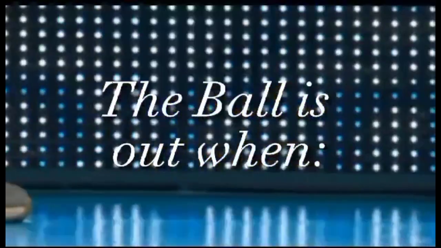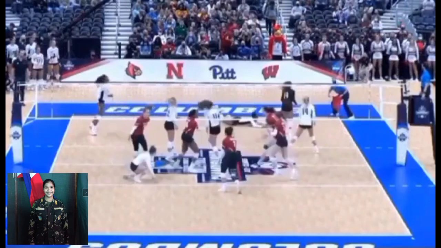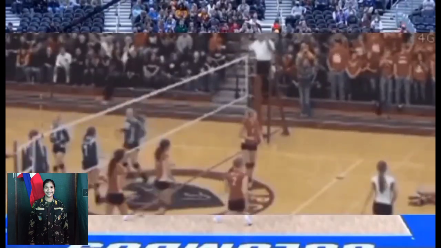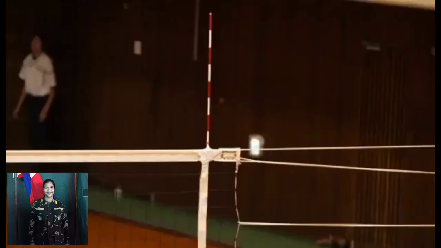The ball is out when all parts of the ball which contact the floor are completely outside the boundary lines. It touches an object outside the court, the ceiling, or a person out of play. If it touches the antenna, ropes, post, or the net itself outside the side bands.